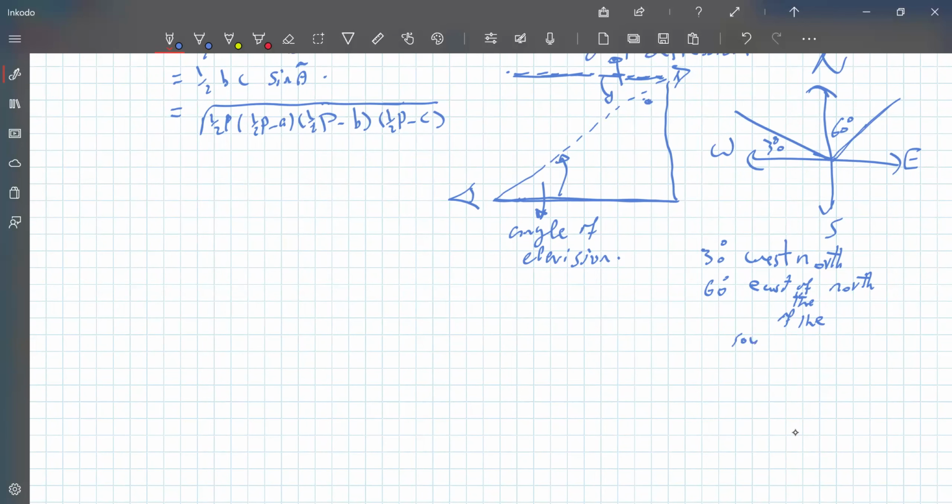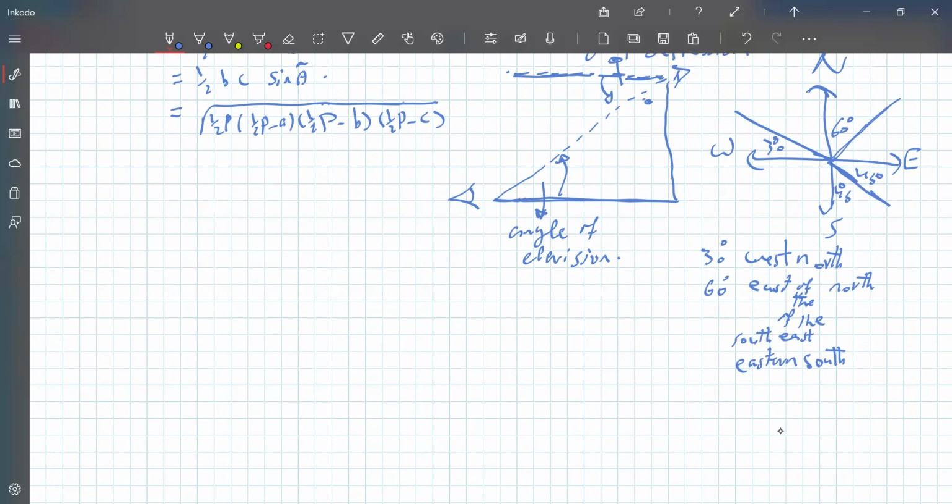Southeast, or eastern south. No angle, just southeast or eastern south. So this will be in the middle. So bisect the angle between the east and south. So it will be 45. 45. Okay.